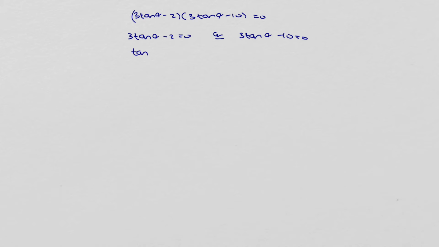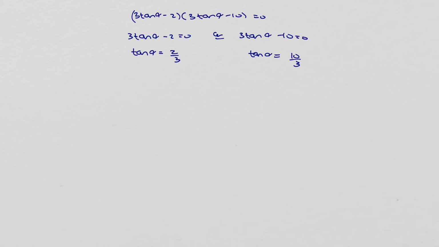And therefore if I take out my highest common factor, 3 tan alpha minus 2, I'm left then with 3 tan alpha minus 10. So letting both of those equal 0, I can then get alpha on its own. So I can say tan alpha must be 2 over 3, or tan alpha must be 10 over 3.